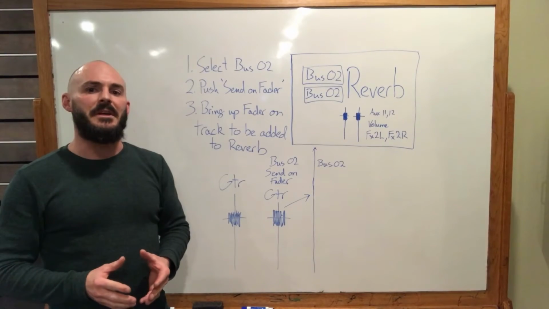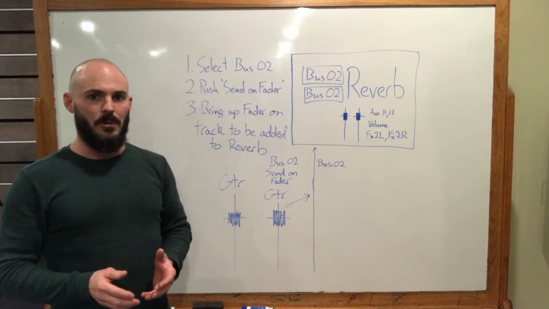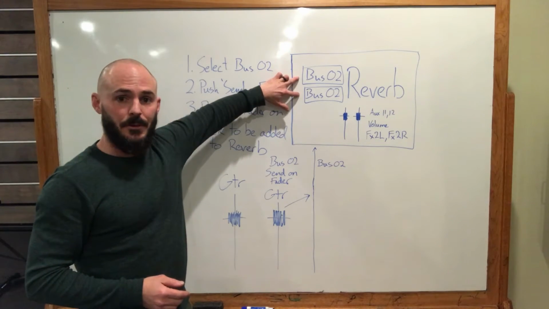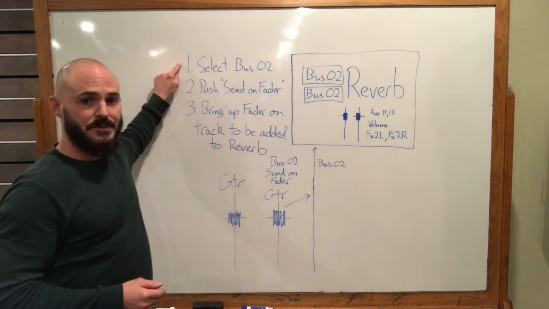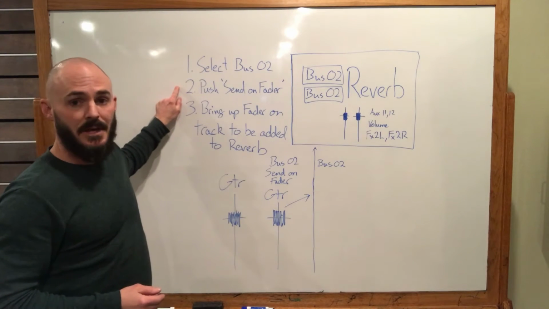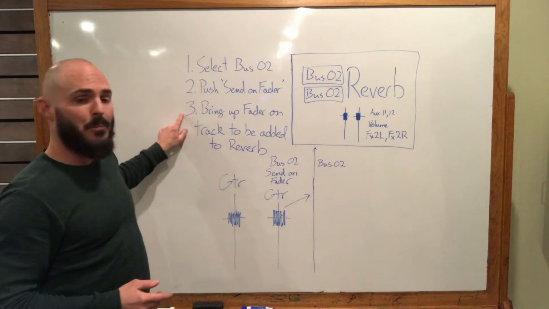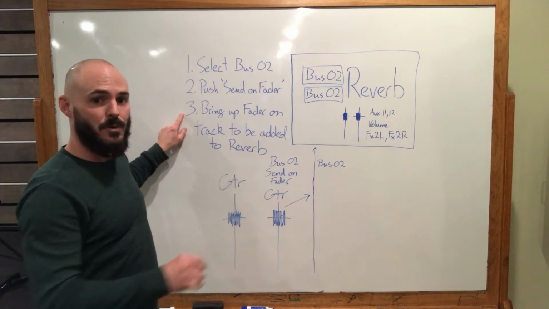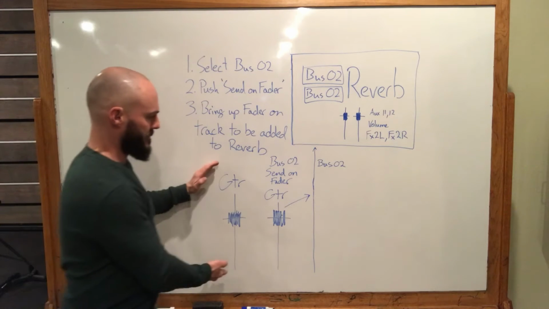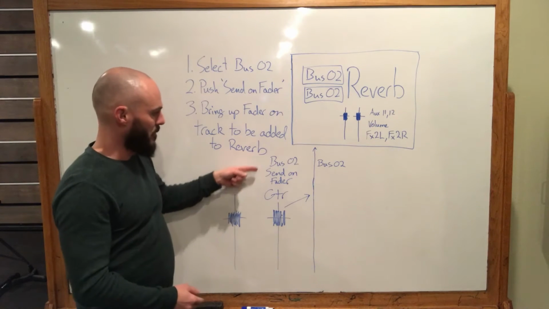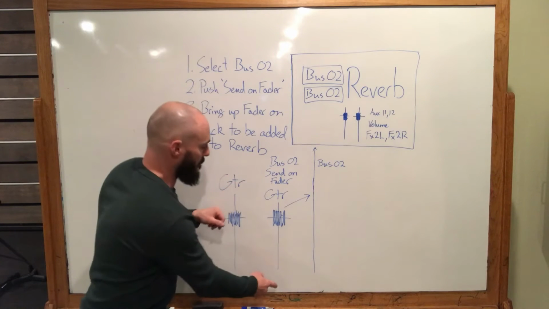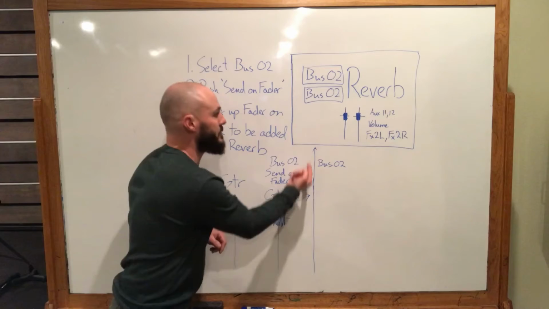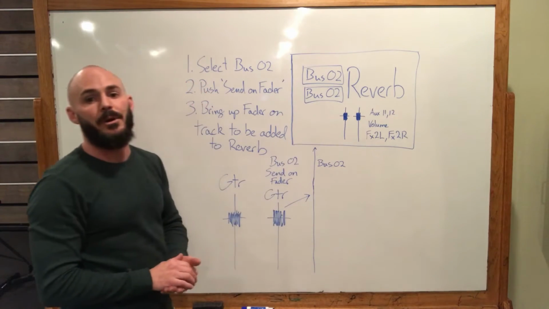So how do we mix an instrument or a vocal into our reverb? Well, let's look at our reverb. Our reverb is being fed by bus 2. So let's select bus 2, then push send on fader, and then bring up the fader on whatever track or vocal that we want to push into our reverb. Guitar, for instance. Press bus 2, hit send on fader, and then bring up the fader on guitar. That pushes signal to bus 2 and in turn to our reverb effect.